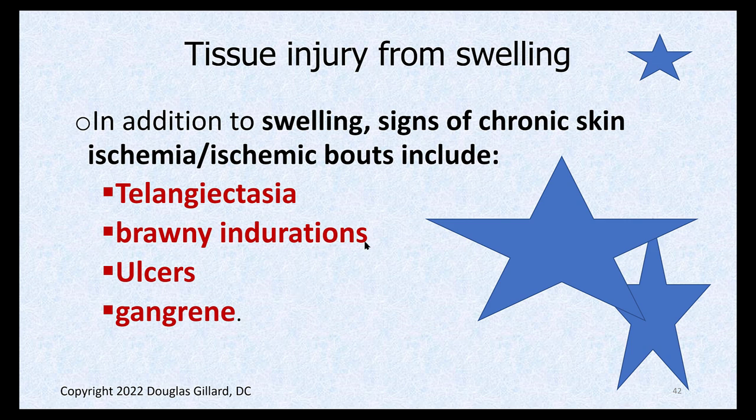There's another word for that. I can't think of that right now. There's an AKA for that. Hemosiderin stains, aka brawny indurations. If the skin continues, the cells start dying. If they start dying faster than they can be replaced, you start to get holes from all the dead skin and you get ulcers. And if it still isn't fixed up, it can get infected with bacteria and it can die and you can get gangrene.